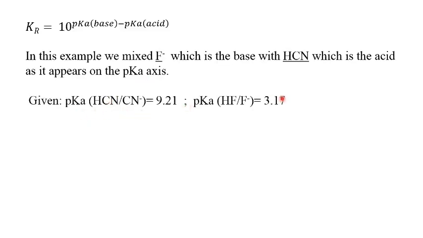Here, look at the two pKa's. Since F minus is the base, its value is that of the base, which will be replaced here by the base, and this one is for the acid, HCN. So this is the pKa, which will be replaced here. So this is the value of Kr. As you can see, it is equal to 10 to the power minus 6.04.